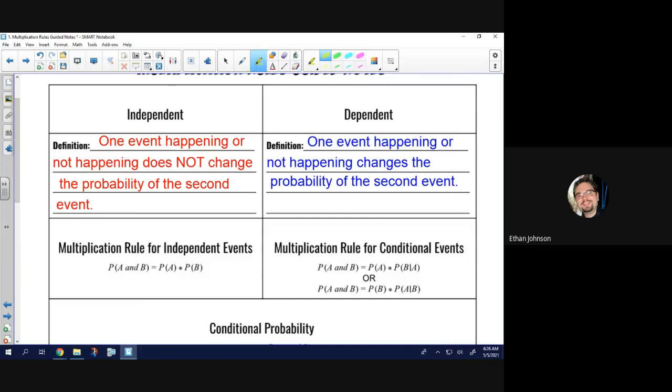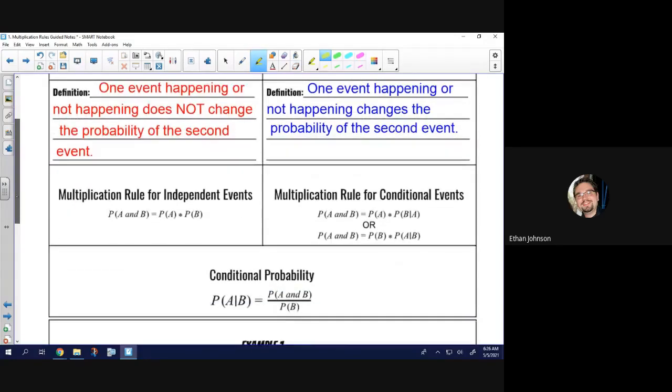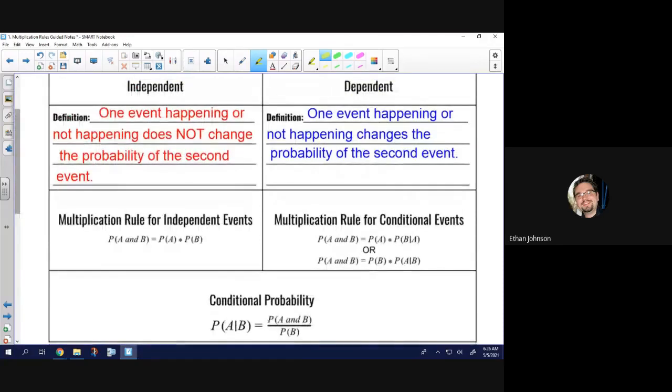So we actually have a very nice formula for either independent or dependent probabilities. And that is probability of event A and B is the same thing as probability of event A times the probability of event B. So AND means to multiply.